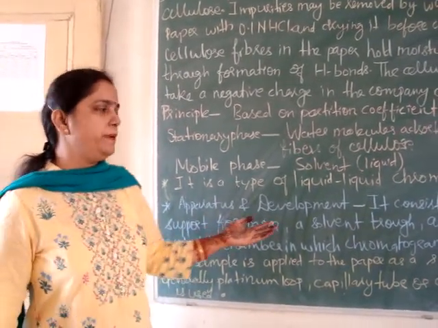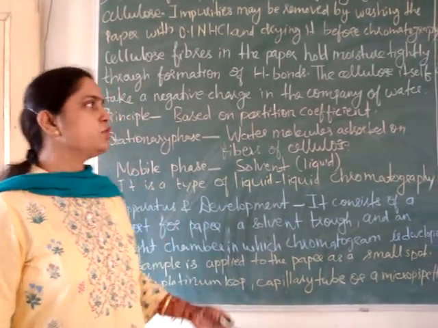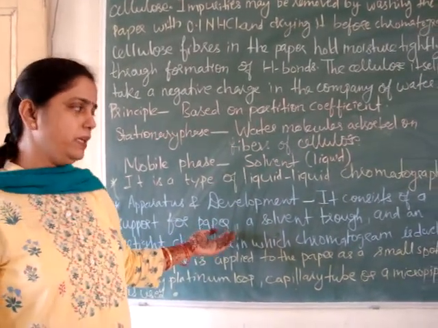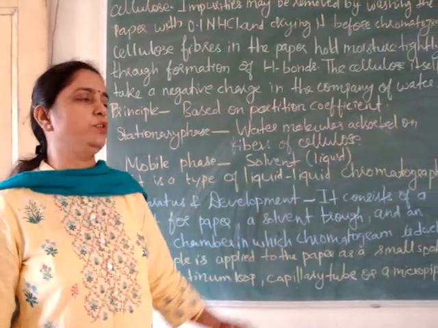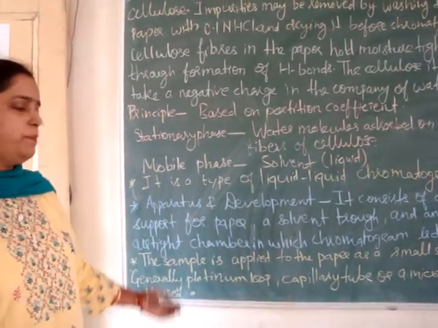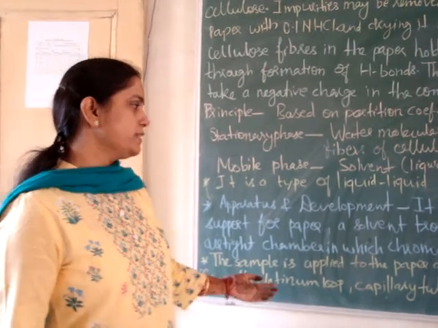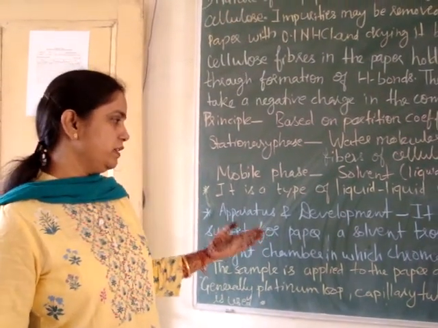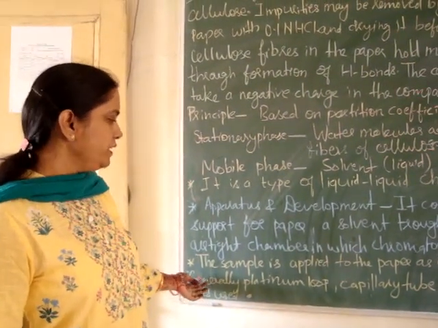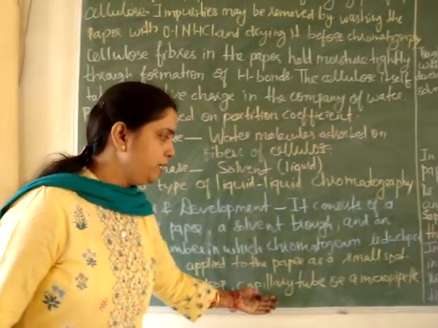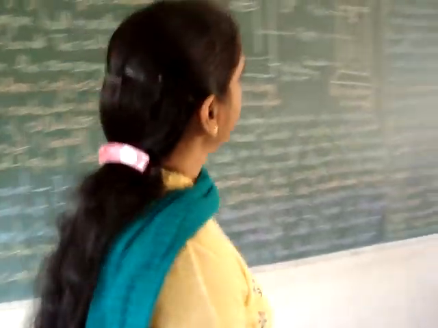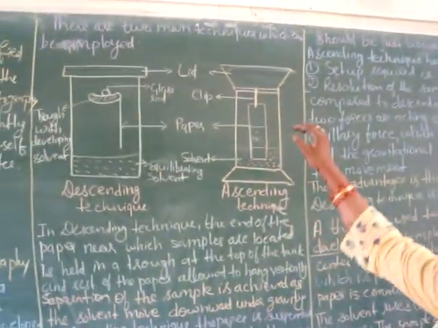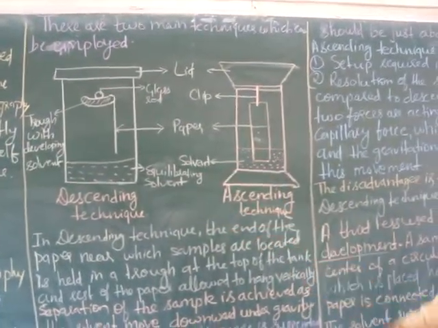Okay, now the apparatus and development. It consists of a support for paper, a solvent trough, and an airtight chamber in which the chromatogram is developed. The sample is applied to the paper as a small spot, and for the application of the sample we can use a platinum loop, capillary tube, or a micropipette. Now there are two main techniques which can be employed in paper chromatography.